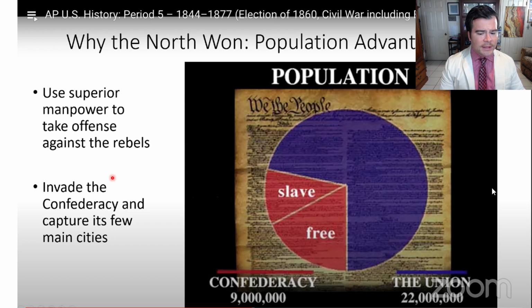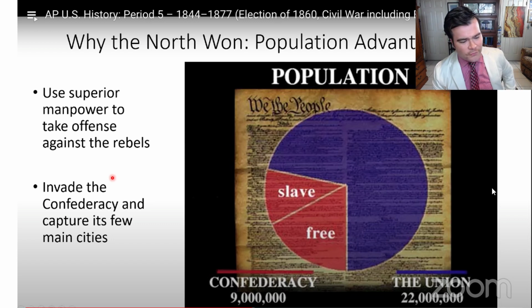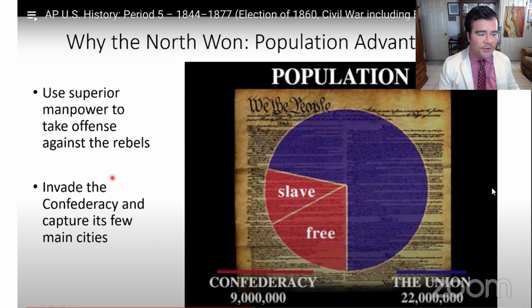And the only thing the Southerners had going for them, guys, was military leadership. Okay, and when you have a defensive war, just like we did in the American Revolution, it is easier strategically, militarily, to fight a defensive war. So that's the only thing they have going for them.